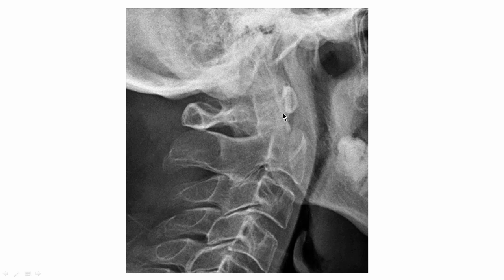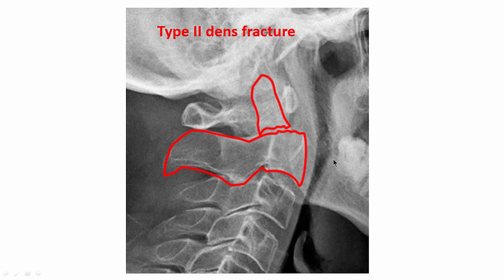Something's terribly wrong. Let's check the dens. Where's the dens? Missing. Here it is back here. So we got a type 2 odontoid fracture. Very, very dangerous. Patient needs to have surgery to rebuild this and stabilize this region. They may be quadriplegic. I'm not sure, but this is not good. Of course, you would never adjust something like that.